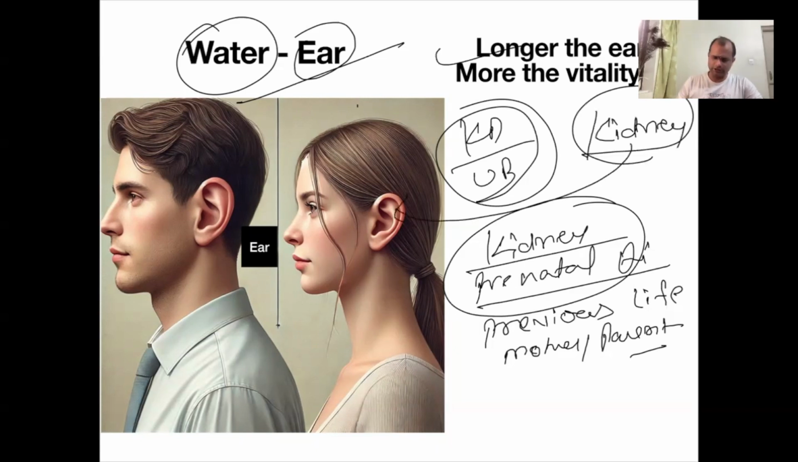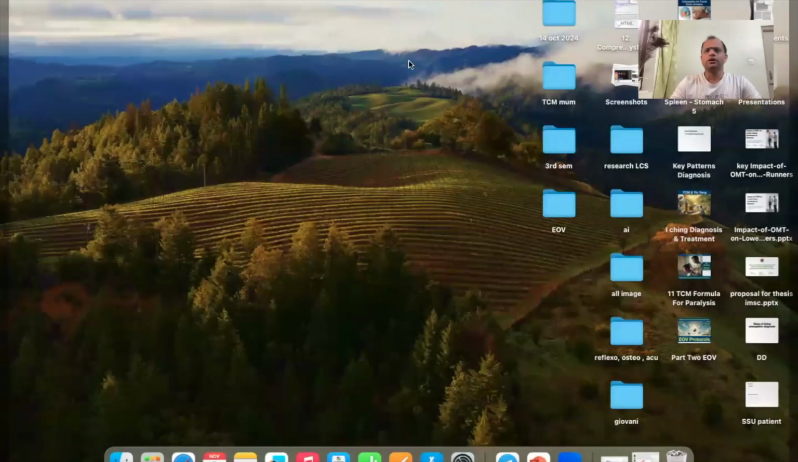So the longer the ear, the more the vitality. जितने कान लंबे होते हैं उतनी vitality ज्यादा होती है. तो longer the ear more the vitality. अपने अपने कान देख लो कितने कितने लंबे हैं. Longer the ear more the vitality, right? Shorter the ear, less the vitality. So the ear represents the kidney.